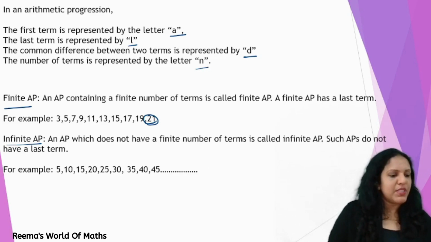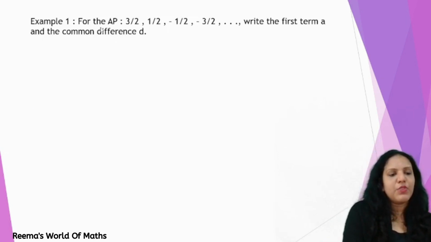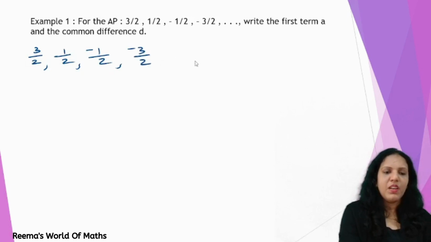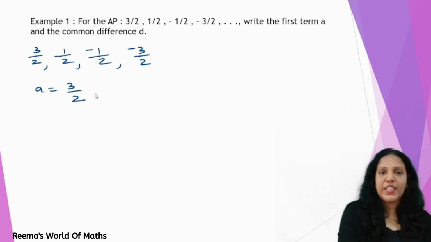Now let's see a few examples and find the first term and common difference. So first one, for the AP 3 by 2, 1 by 2, minus 1 by 2, minus 3 by 2. Here we need to find the first term A. The first term is 3 by 2, the second term is 1 by 2, then minus 1 by 2, then minus 3 by 2. So A is equal to 3 by 2. And the common difference.